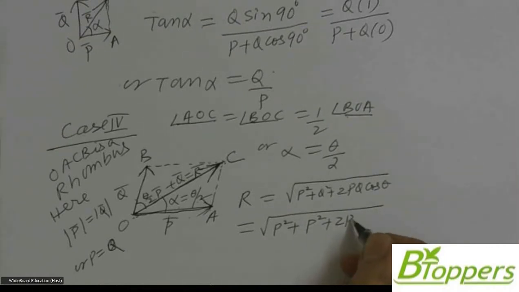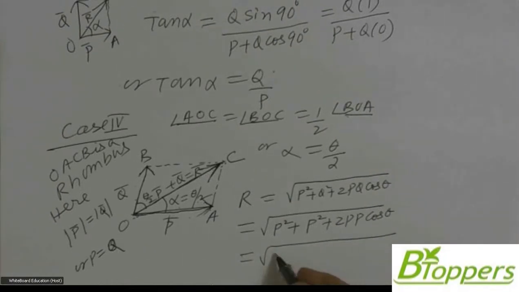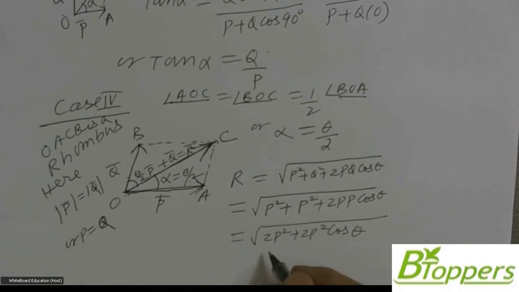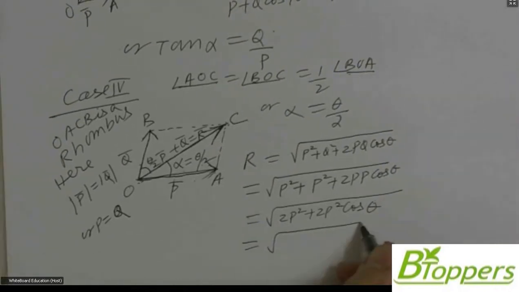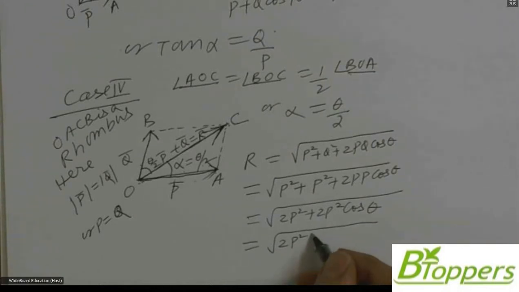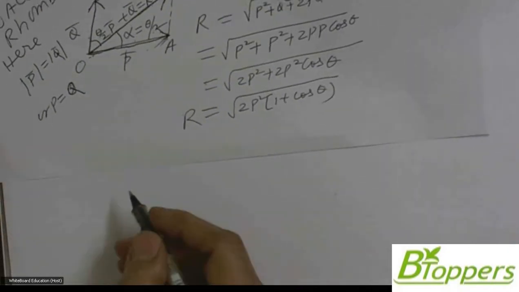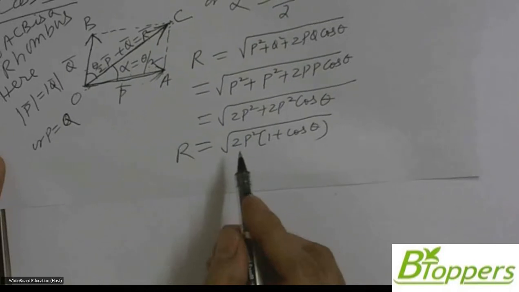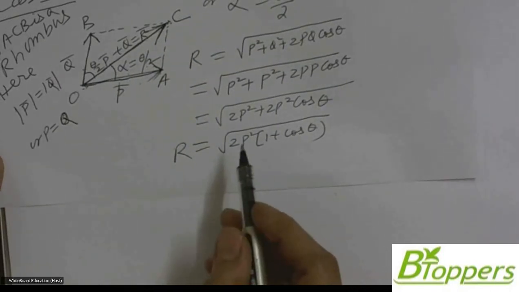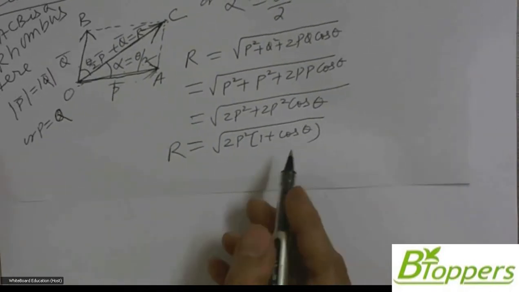So you can substitute q equal to p in the expression for magnitude of the resultant. That gives you root of 2p square plus 2p square cos theta, or you get root of 2p square into 1 plus cos theta. So as I was discussing, the two vectors p bar and q bar have same magnitude, then r equals root of 2p square into 1 plus cos theta.